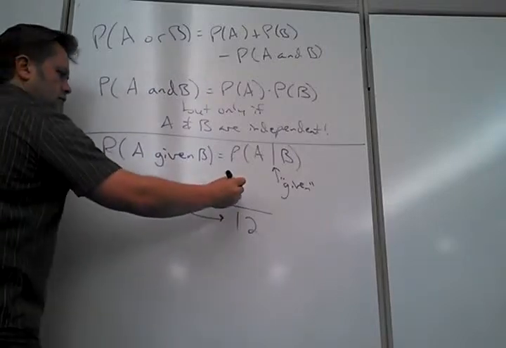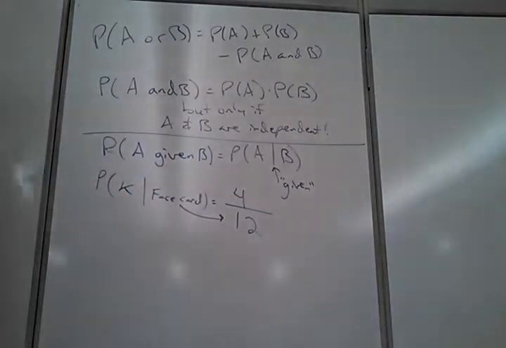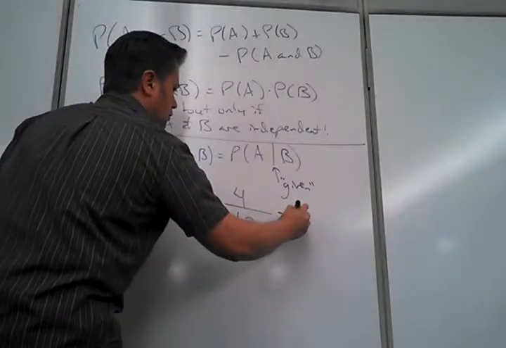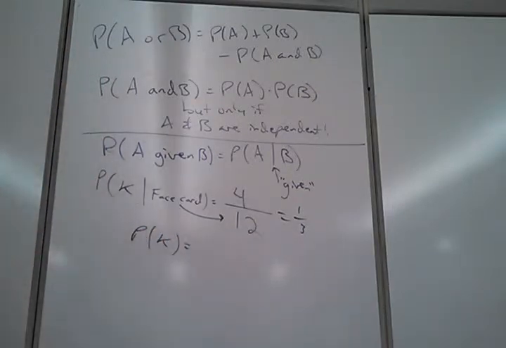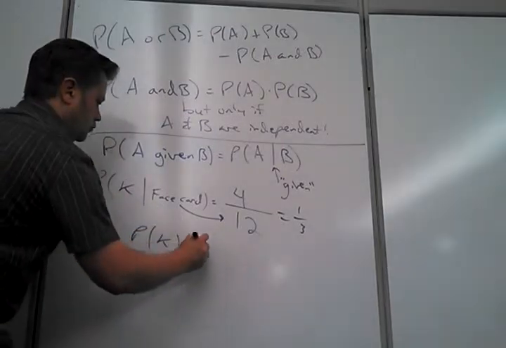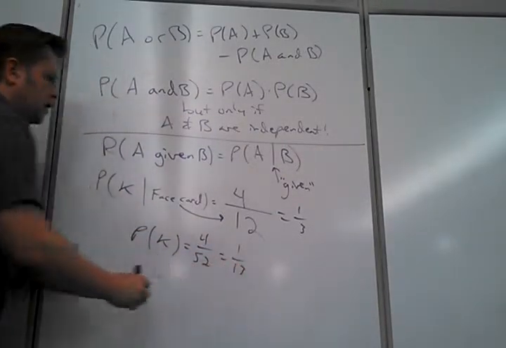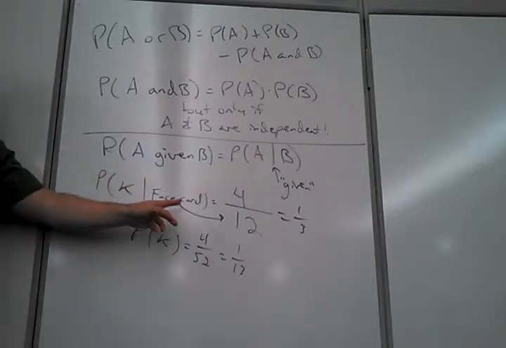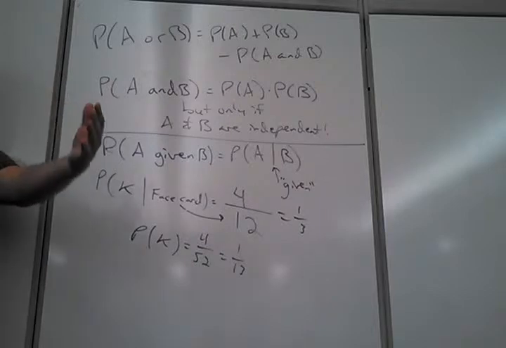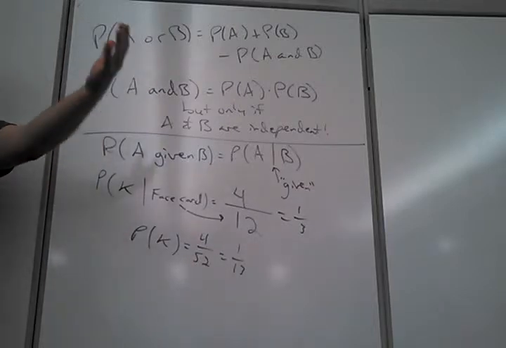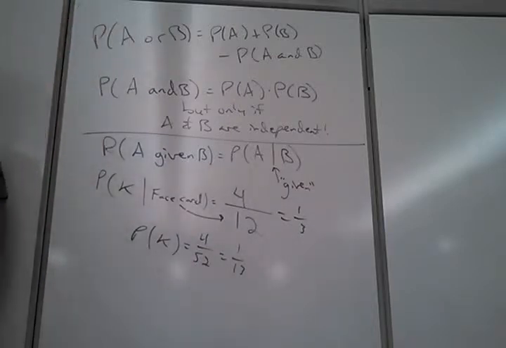On the top goes what? 4, because I still have all my kings. And real quick, notice: what's the probability of a king by itself? 4 out of 52, which reduces to 1 out of 13. So of course it makes sense. If I know it's a face card, the probability that it's a king should get larger. Does that make sense? If I know it's a face card, the probability that it's a king is suddenly bigger, because there's less stuff it could be. You guys kind of with me?